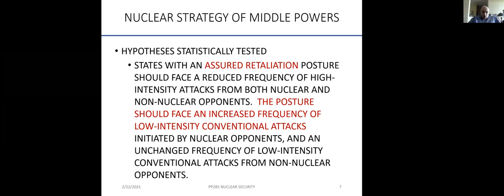States with an assured retaliation posture should face a reduced frequency of high intensity attacks from both nuclear and non-nuclear opponents. The posture should face an increased frequency of low intensity conventional attacks initiated by nuclear opponents and an unchanged frequency of low intensity conventional attacks from non-nuclear opponents. So then he's trying to understand here the threat of nuclear retaliation under different circumstances, nuclear and non-nuclear opponents, nuclear and non-nuclear attacks, low intensity conventional attacks. Okay, next.